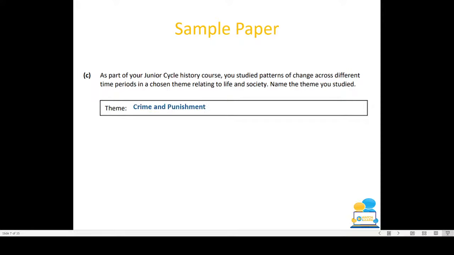As you know, we are looking at crime and punishment today. So all you have to do for this question is literally just fill in the theme that you have been studying throughout your 3 years of junior cycle history. And that's why we're going to look at crime and punishment here.